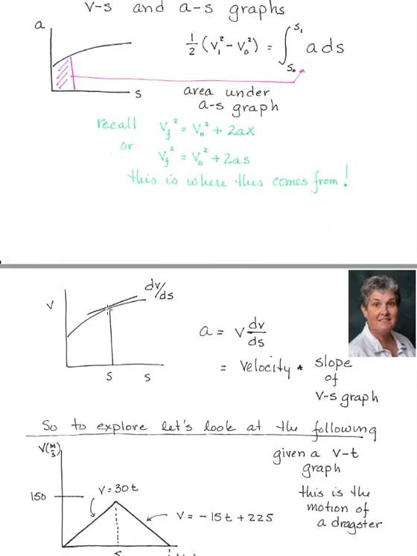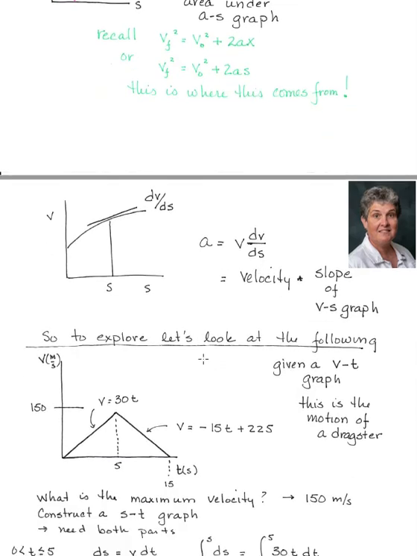Of course, we can also look at another way to express acceleration: it is the velocity times the slope of the velocity versus position graph, and we can get it there.